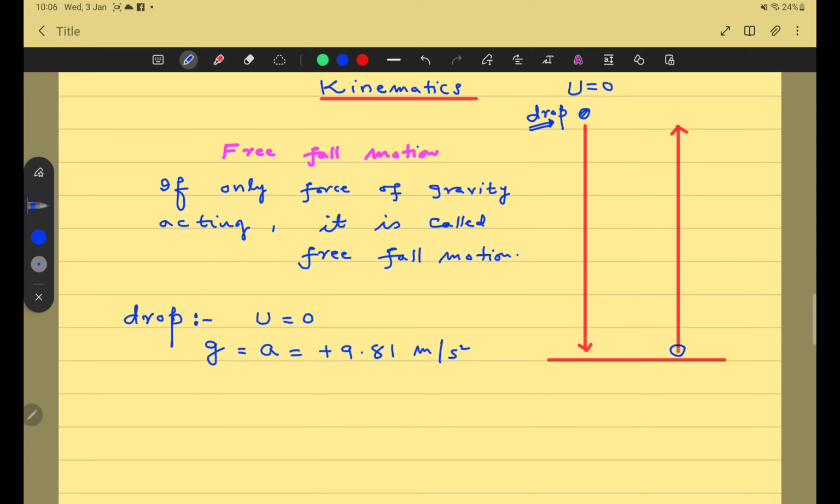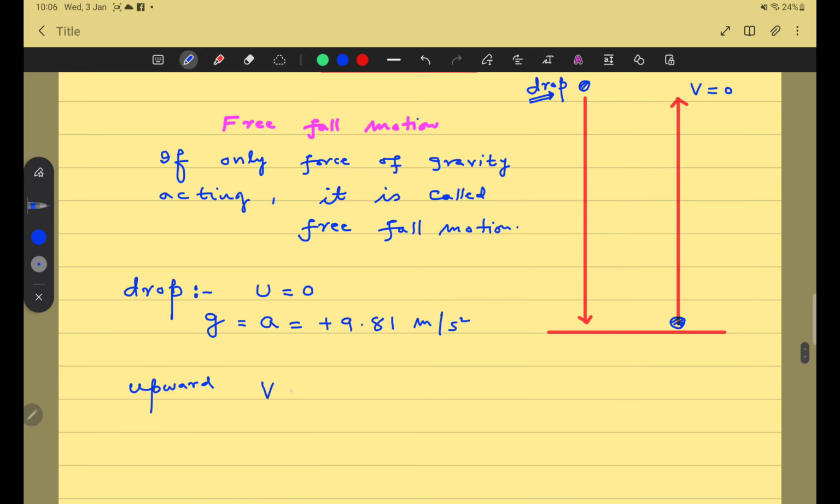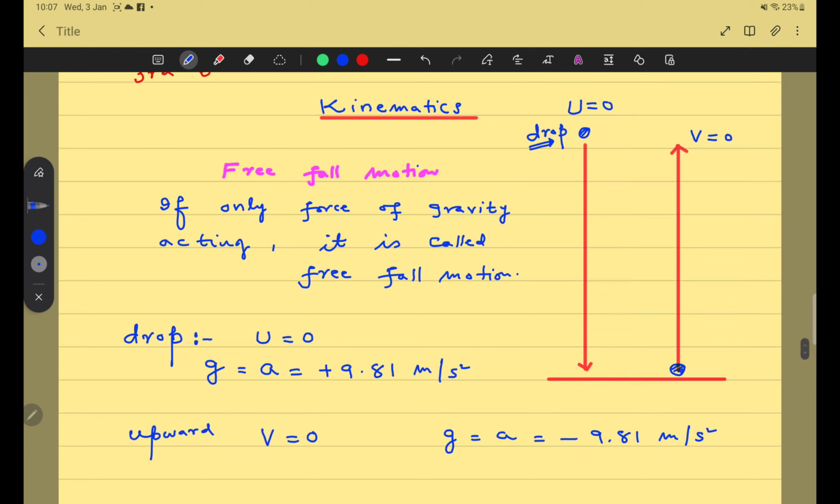But if an object is thrown vertically upward, then obviously its velocity keeps on decreasing. So its final velocity will be zero. And as velocity is decreasing, there will be negative acceleration, which is known as deceleration or retardation, and we will use its value minus 9.81 meter per second square. So note down these two key factors when we are solving these questions.